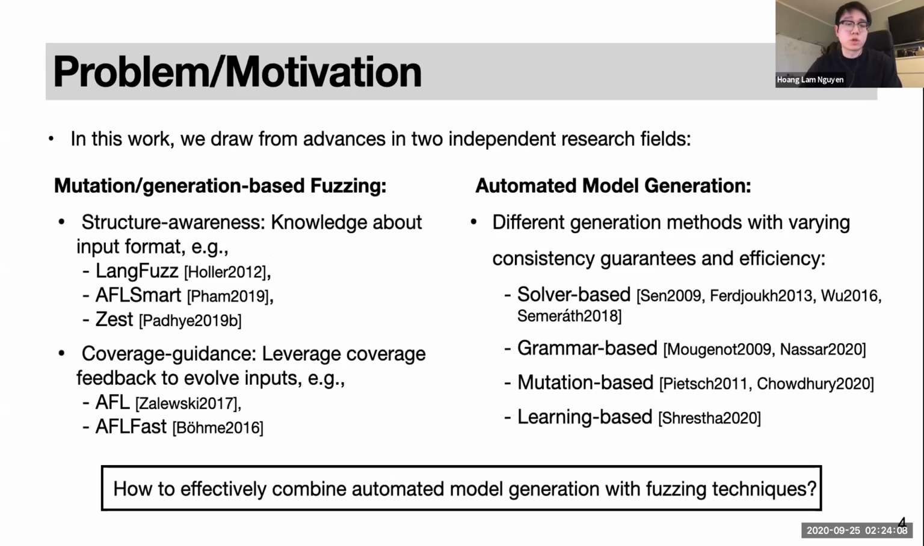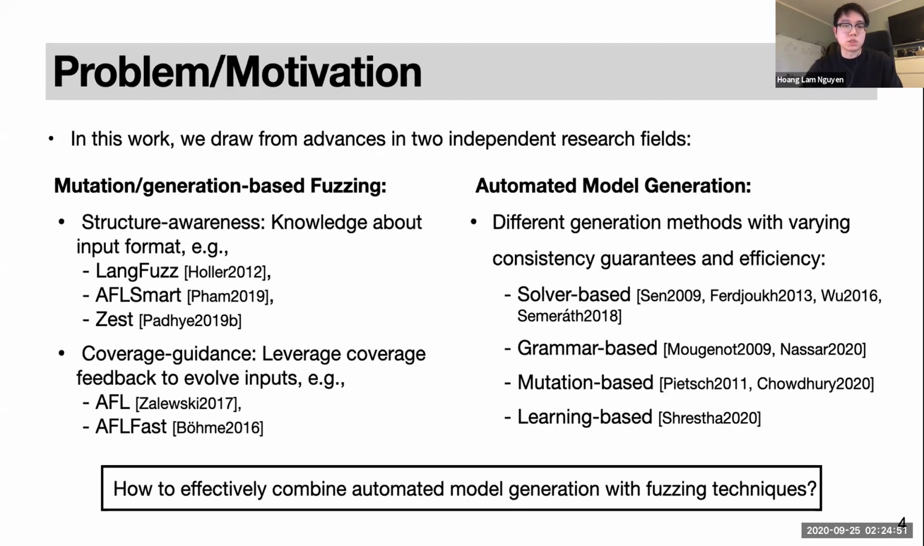So we approach this problem by drawing from advances in two independent research fields. On the one side, we have advances from mutation or generation-based fuzzing, which provides us inspiration to effectively guide the input generation process, to effectively guide the system under test by leveraging not only structure awareness, but also coverage feedback. On the other side, we can draw from automated model generation techniques, which allow us to instantiate metamodels with varying consistency guarantees and efficiency levels, including methods that are solver-based, grammar-based, mutation-based, or learning-based.